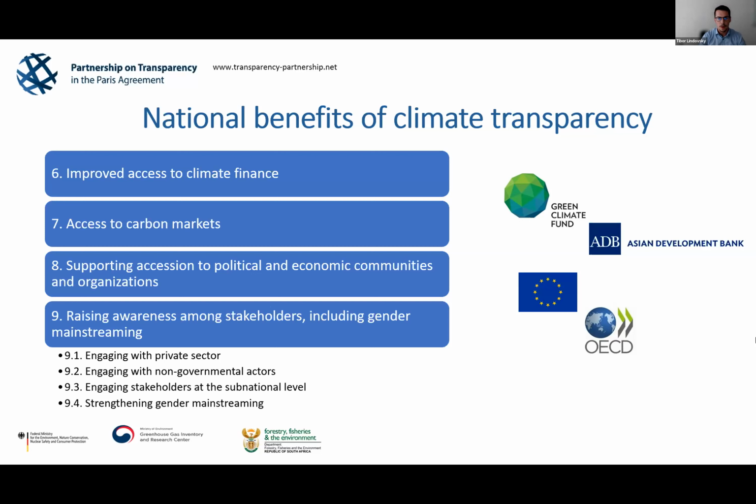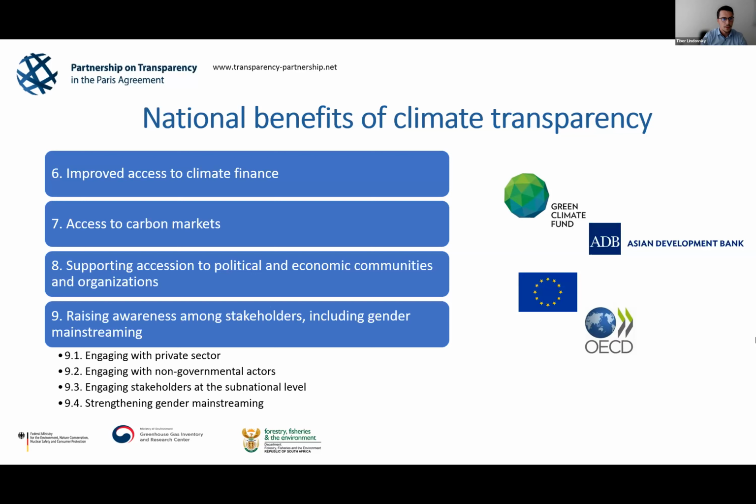So I will probably skip this one, but just to let you know that we will shortly be speaking, or our distinguished guest will speak about how establishing a transparency system can support access to carbon markets.